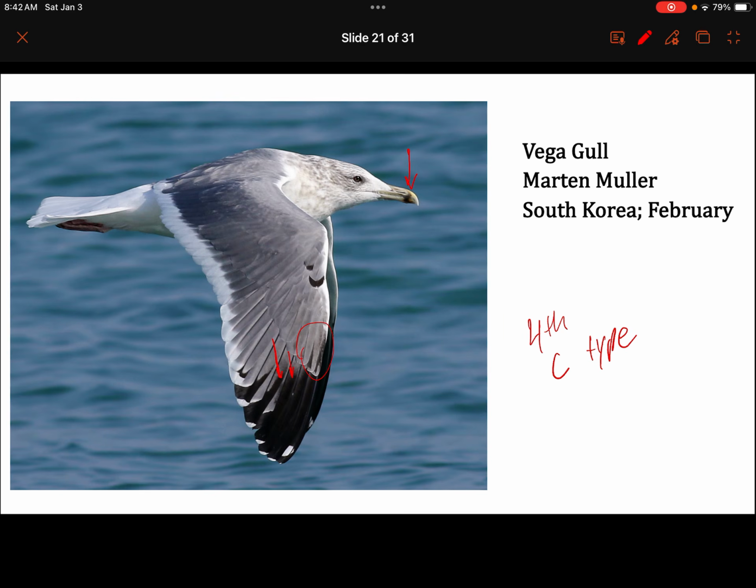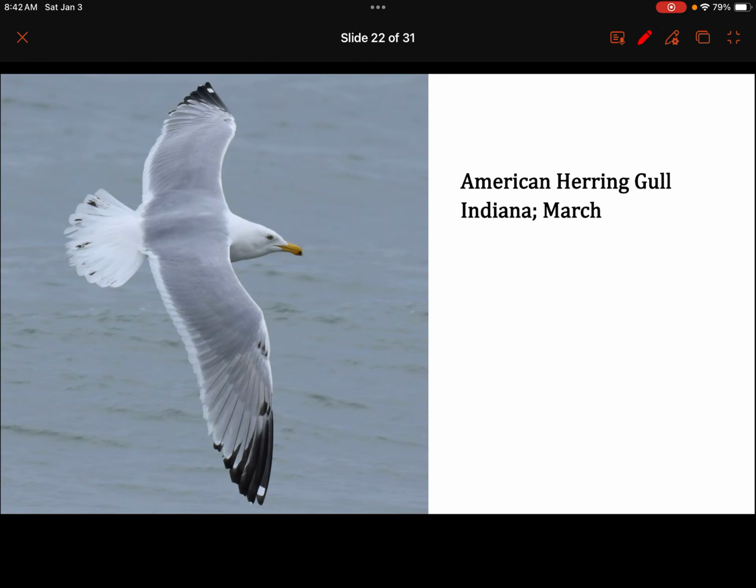Okay, it has what appears to be a clean tail, clean upper wing pattern on the secondary coverts. But the primary coverts and the primaries themselves show this extensive irregular patterning. And so we'll call this a fourth cycle type.